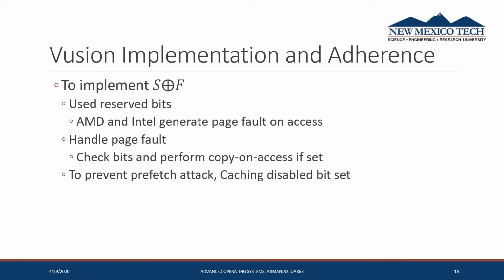Next, we're going to talk a little bit about how VUsion does its implementation and how it adheres to those principles that we described earlier. Now, to implement share XOR fetch, they decided to use reserved bits. According to AMD and Intel manuals, this will generate a page fault on access. Well, that behavior by itself is not necessarily exactly what they want, but the idea is still there. And so how they're going to handle that page fault is by checking the bits first of the page table entry and then performing a copy on access if they're set in the right way to actually allow that to happen.